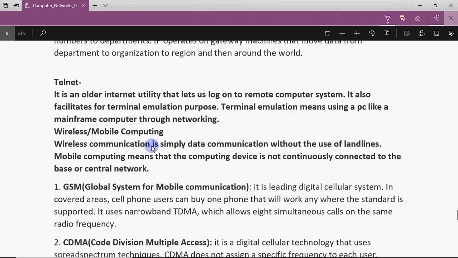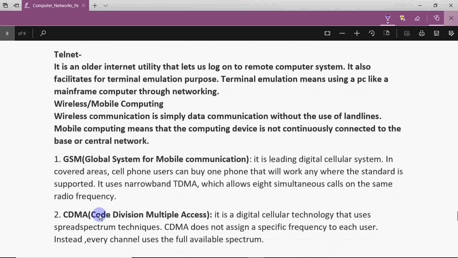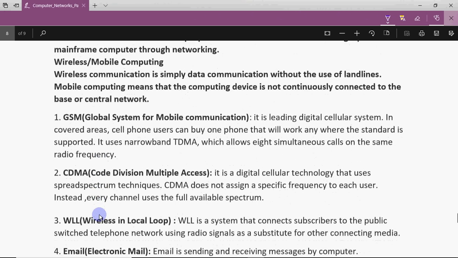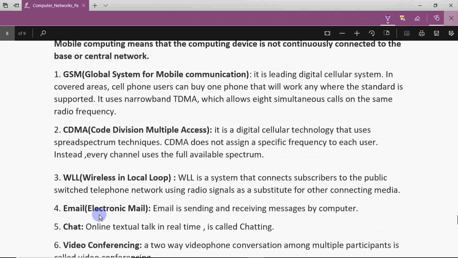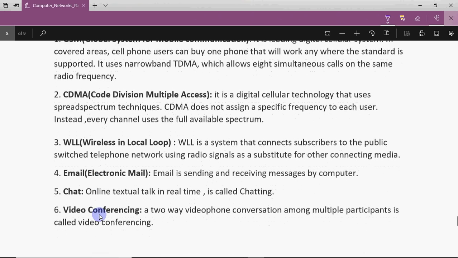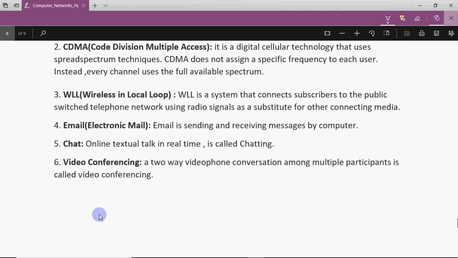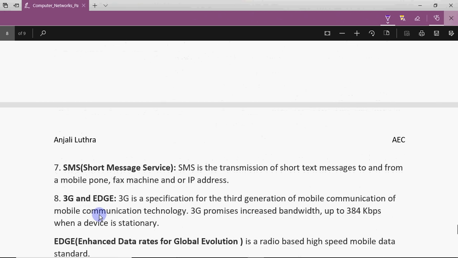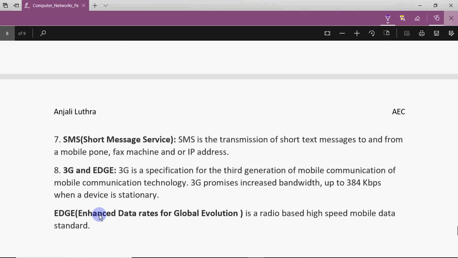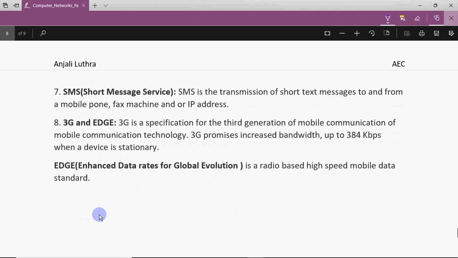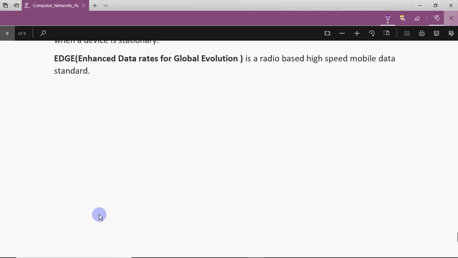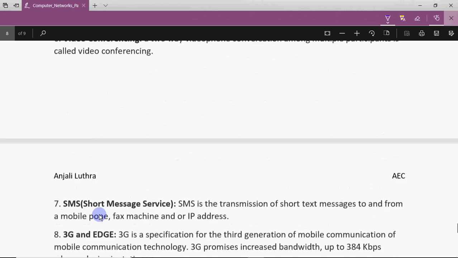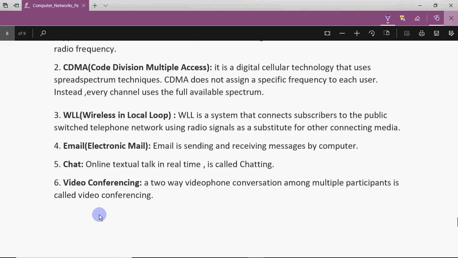Then we have wireless or mobile computing, which can be done with the help of internet. Then you have to learn all these full forms. GSM, that is Global System for Mobile Communication. What is their purpose? CDMA, Code Division Multiple Access. Wireless in local loop. What is email? What do you mean by chatting? What is video conferencing? SMS, 3G, and Edge. Okay, so these are few basic terms which are important in connection with the networks. So, which might be asked. So, you should go through this and you should keep yourself updated with the latest trends and terms being used when we talk about networks.